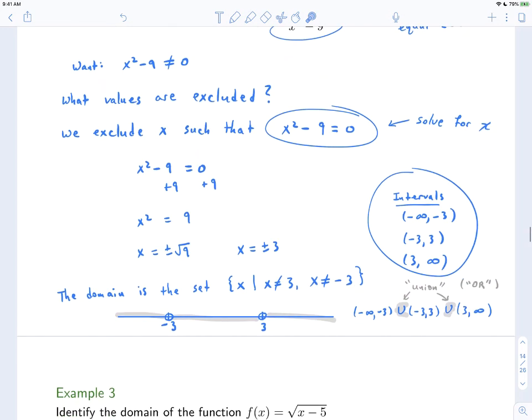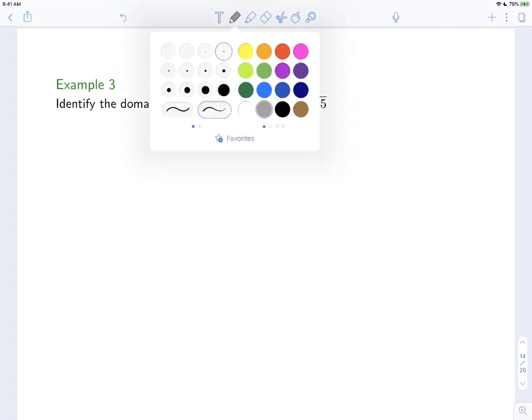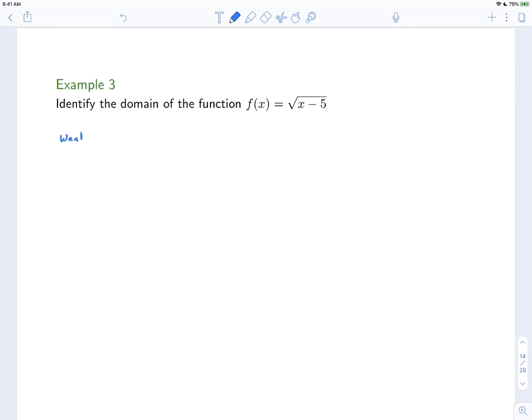Let's do another example. Identify the domain of this function. This is a square root, so you want to avoid having a negative number in the square root. So we want x minus 5 to be greater than or equal to 0. It's fine if it's equal to 0. You're allowed to have the square root of 0. That's just 0. So note, the square root of 0 equals 0, but the square root of a negative number is not a real number.